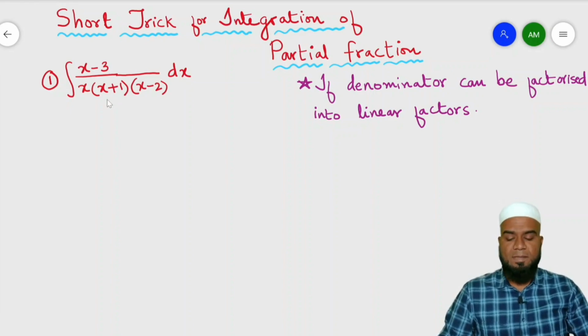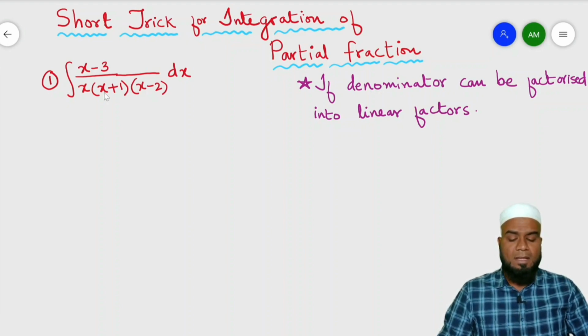Suppose the given question is: integral of (x minus 3) by x into (x plus 1) into (x minus 2). If the given integrand is of this form, then in the conventional way we apply partial fractions first. That is, we take this integrand equal to a upon x plus b upon x plus 1 plus c upon x minus 2. Then we find the values of a, b, c, separate the integral and evaluate. To avoid that lengthy process, which takes nearly 10 to 15 minutes, we can use a small trick.